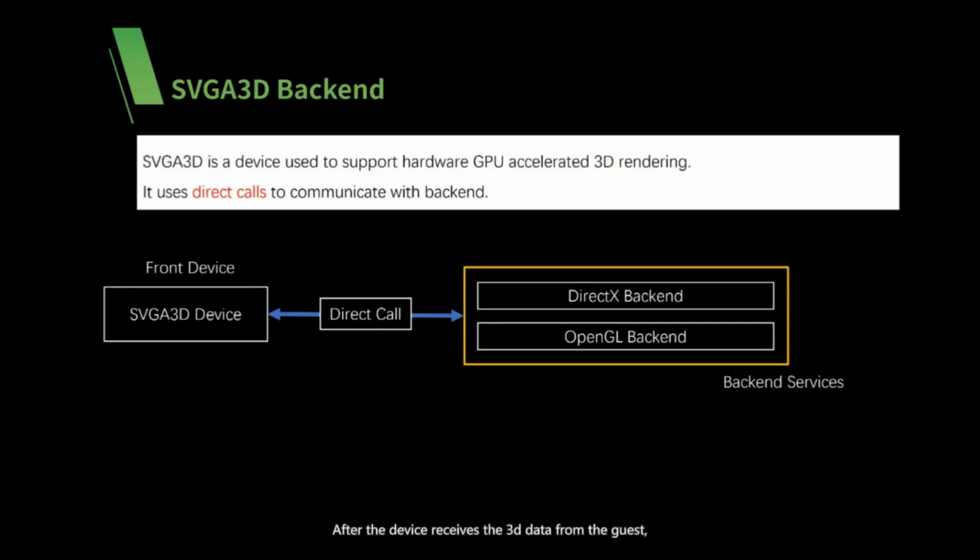After the device receives the 3D data from the guest, it needs to be converted to a data format that can be recognized by the host 3D graphics library. Therefore, its backends are DirectX and OpenGL, which are used for Windows and Linux respectively. Since the graphics libraries are not much different, the bridge driver components are not used here. Therefore, the SVGA 3D device's attack surface has DirectX and OpenGL backends.